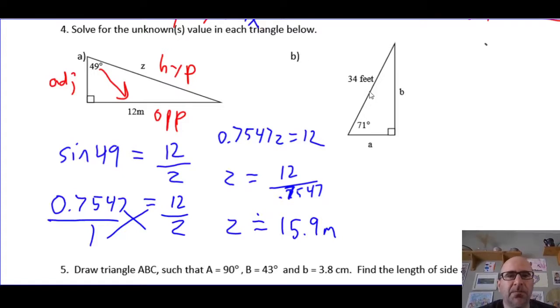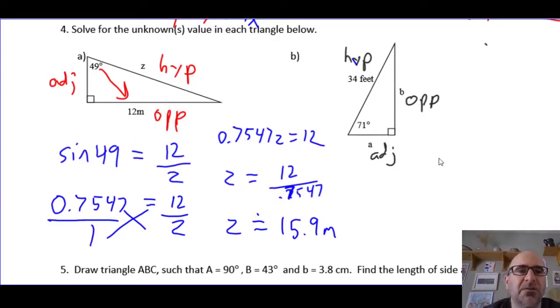Okay, looking at part B here, we've got 71 degrees. We've got 34 feet, which is the hypotenuse, since it's opposite the right angle. Across from 71 degrees is the opposite side, and then beside we've got the adjacent. Well, I can solve for either A or B first. Let's assume that I want to solve for A first. Adjacent, so I'm going to need a ratio with the adjacent, and a ratio with the hypotenuse, so that I only have one unknown.